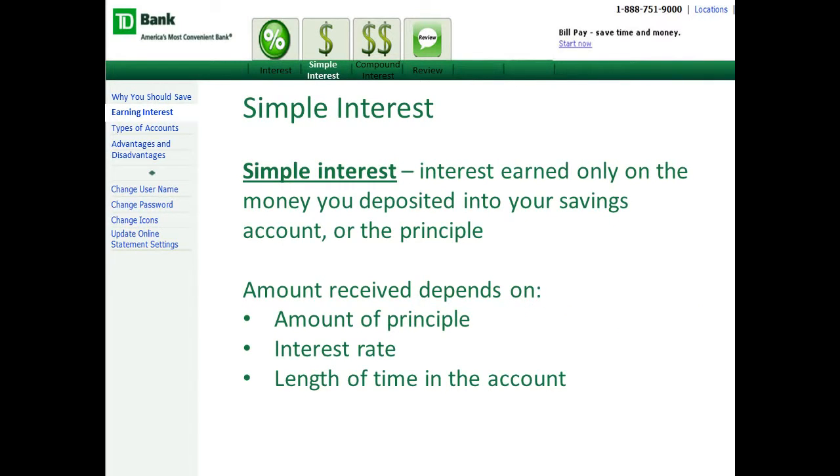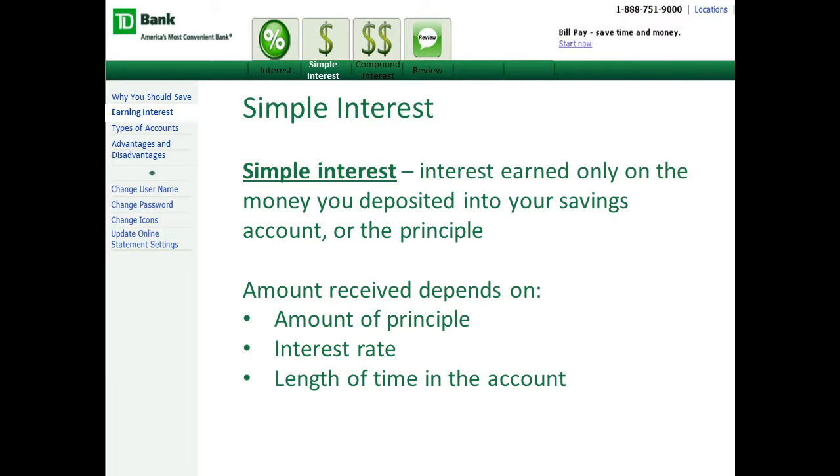There are two ways to calculate interest on either a loan or on money invested in a bank: simple interest and compounded interest. We will talk about compounded interest at a later time. Simple interest is interest that is earned only on the principal that is deposited into your savings account. The principal means the beginning balance, or the amount invested in your savings account, or the amount that is taken out as a loan. That's the definition of the principal.